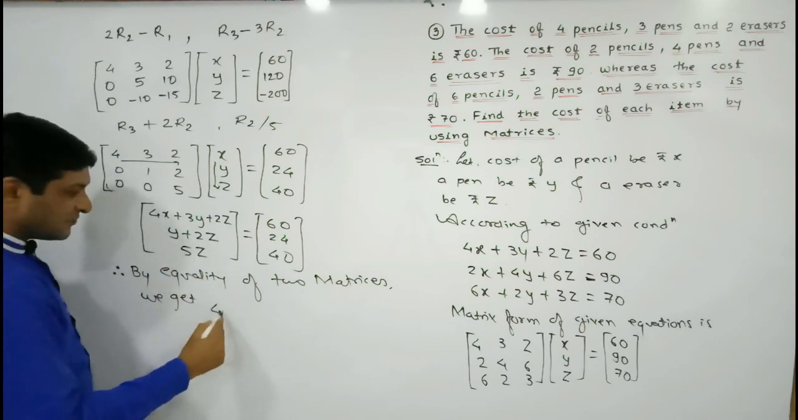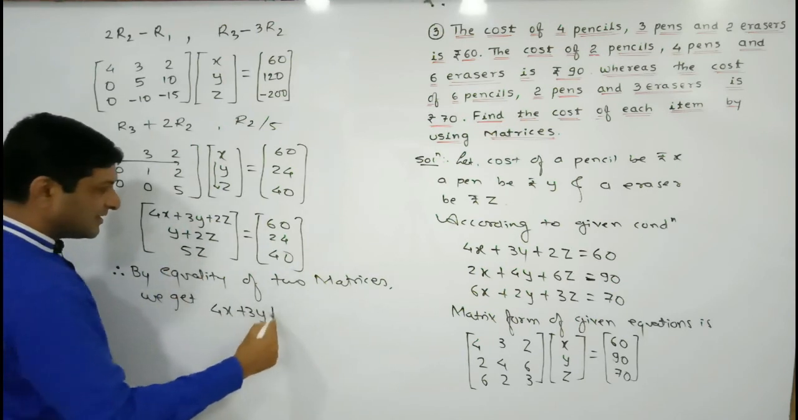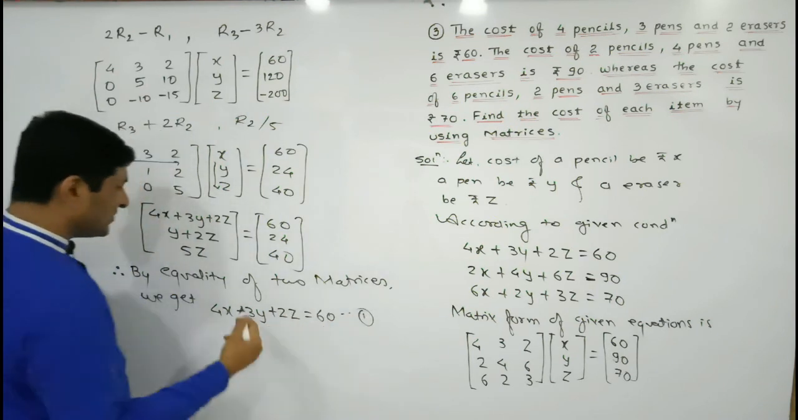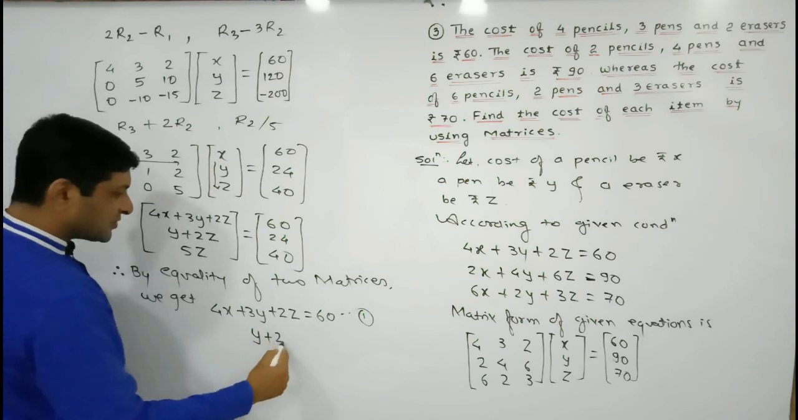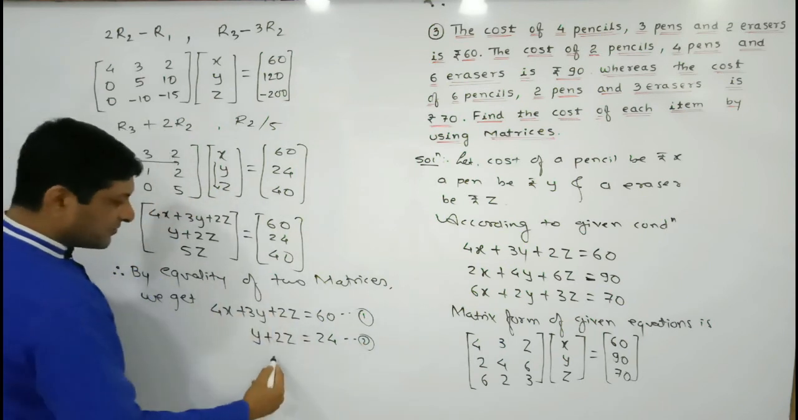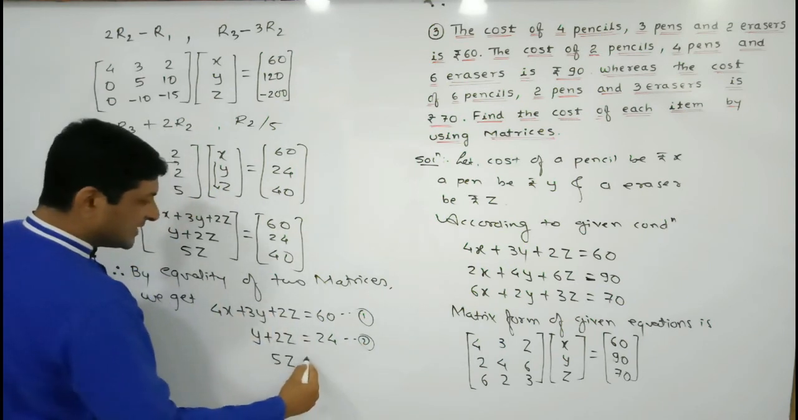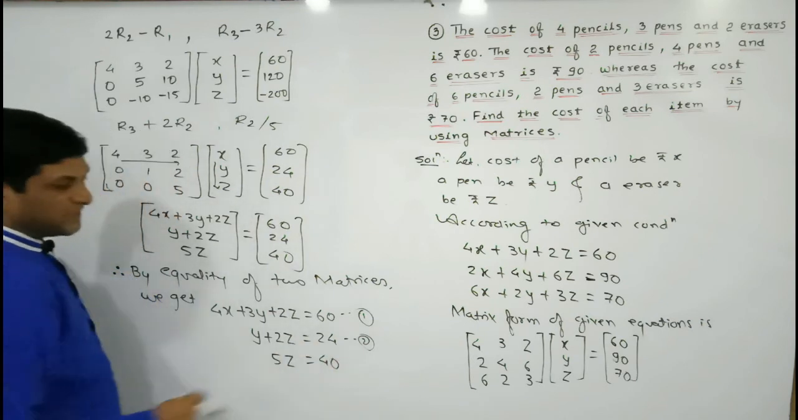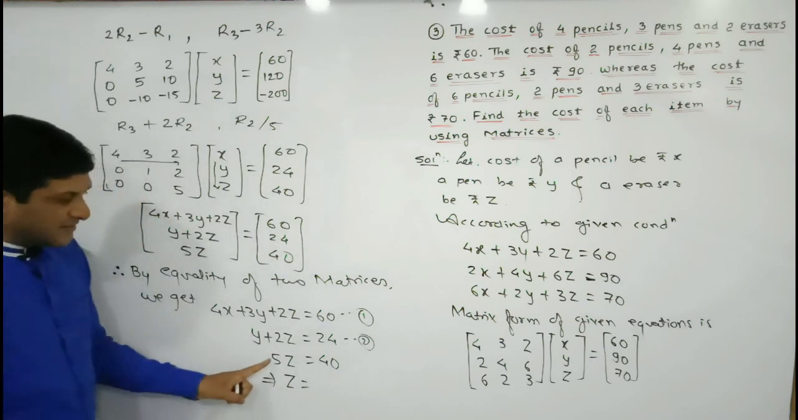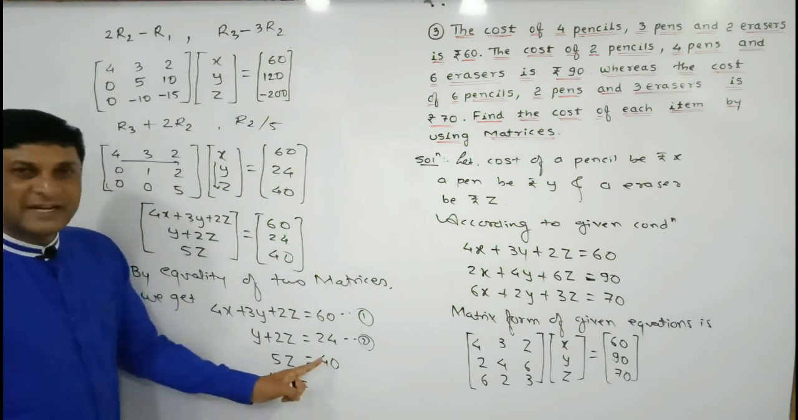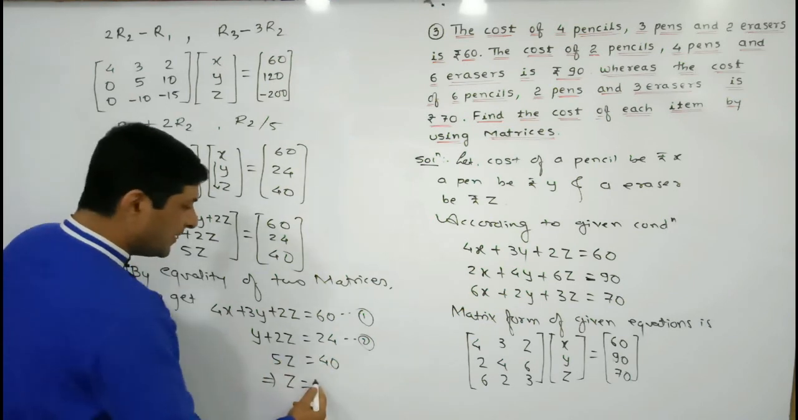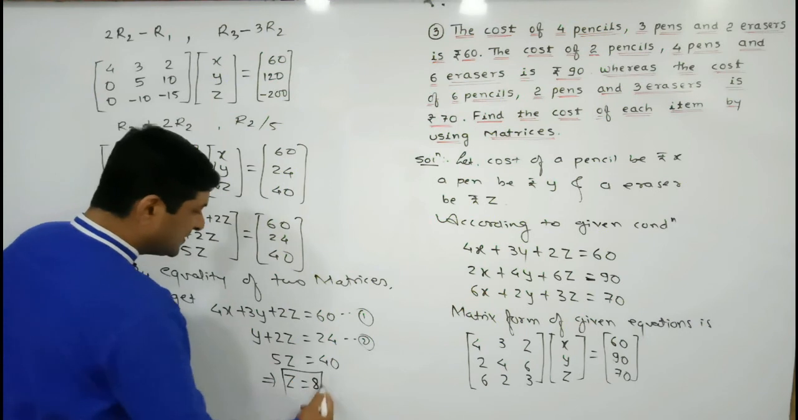So what we will get here: 4x plus 3y plus 2z is equal to 60. Let us denote it by equation number first. Then y plus 2z is equal to 24, denoted by equation number second. And what will be the last equation? 5z is equal to 40 will be the third equation. Simplifying this third equation, easily we are able to obtain the value of z. 5 is multiplied on this side, it will get divided, and 40 divided by 5 will be equal to 8. In this way we have got the value of z.